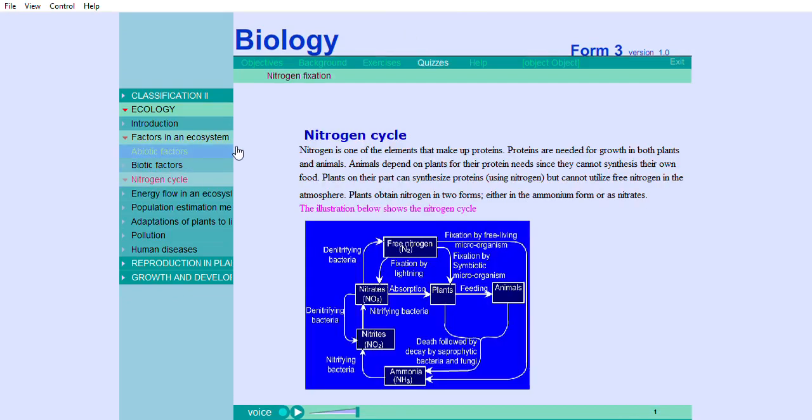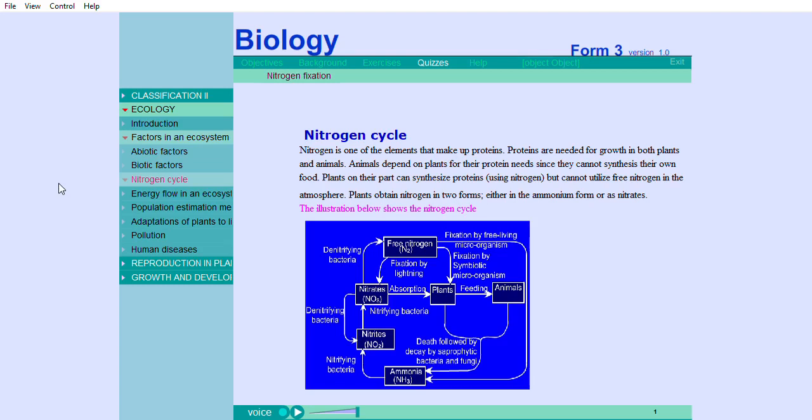Nitrogen cycle. Nitrogen is one of the elements that make up proteins. Proteins are needed for growth in plants and animals. Animals depend on plants for their protein needs since they cannot synthesize their own food. Plants, on their part, can synthesize proteins by using nitrogen but cannot utilize free nitrogen in the atmosphere. Plants obtain nitrogen in two forms, either in the ammonium form or as nitrates.